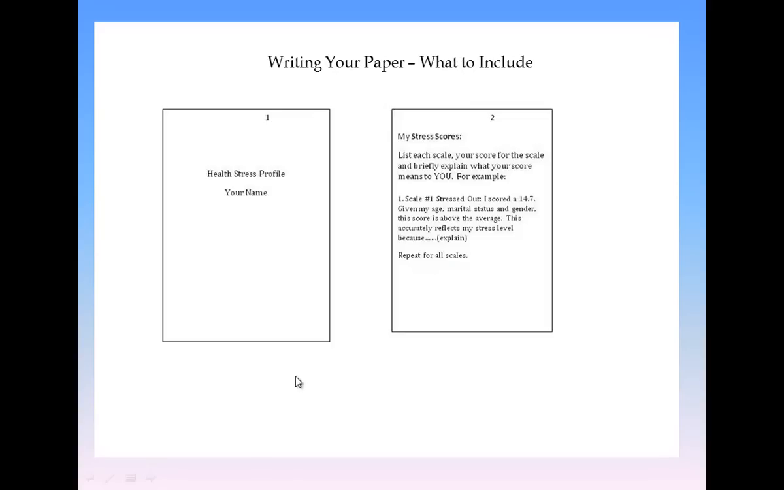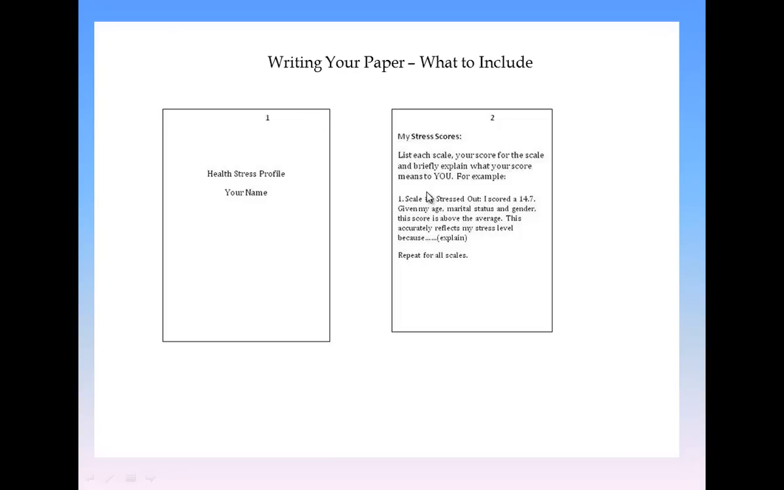Here is an example of what your paper should look like. Again, I want you to keep it simple here. Very simple. I don't want you to stress out with this assignment. Your title page, real simple, just the title, health stress profile, and your name. And do put the page number. I don't know why it's not here. It should be more to the right. I'm not quite sure what's going on here.